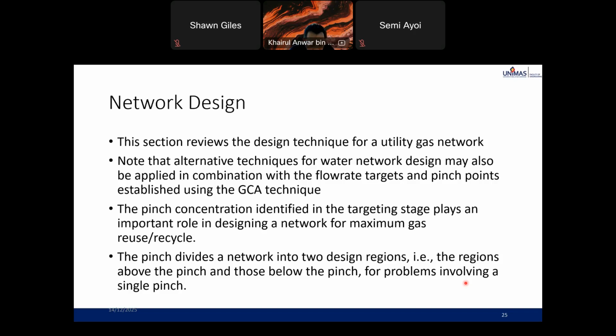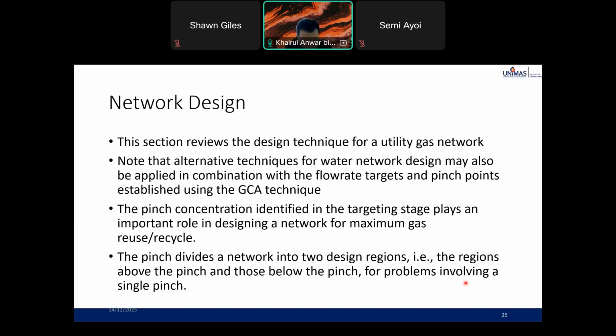This section briefly reviews the design techniques for the liquid gas network. Note that alternative techniques for water network design may also be applied in combination with the cascade table, which was established using the GCA technique. The pinch point concentration in the targeting stage plays an important role in designing a network for maximum gas reuse or recycle. The pinch divides the network into two design regions: above the pinch and below the pinch.